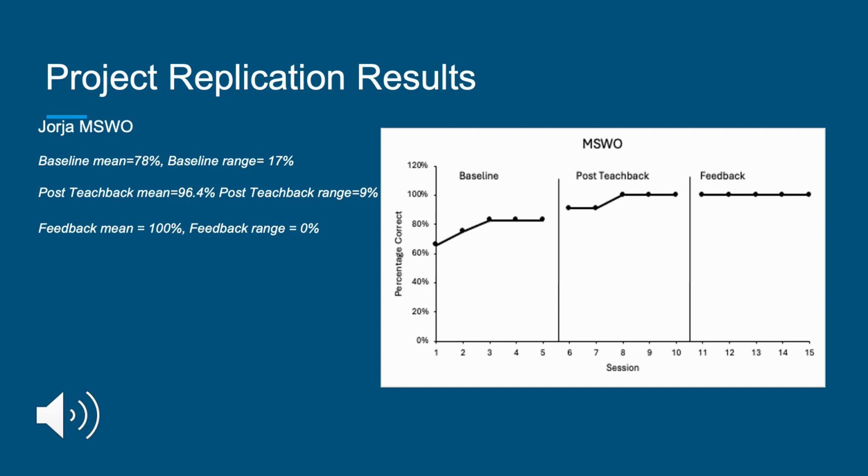You can see in this graph that it's a steady increase in the skill set for Georgia. Again, once we got to trial number 8 and she reached 100%, we still continue to implement the post-teachback and feedback, again, to maintain the skill set for that preference assessment.